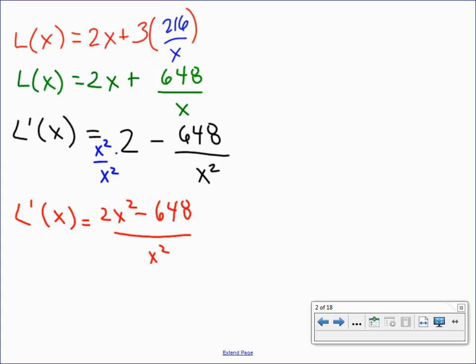And critical values can come from two places. They can come from L prime of x equaling 0, which would be the top. Will that ever equal 0? Or from L prime being undefined, if I have a fractional expression, that would come from the bottom equaling 0. All right, so are there any critical values? Yeah, it looks to me like that top, 2x squared minus 648, equals 0.